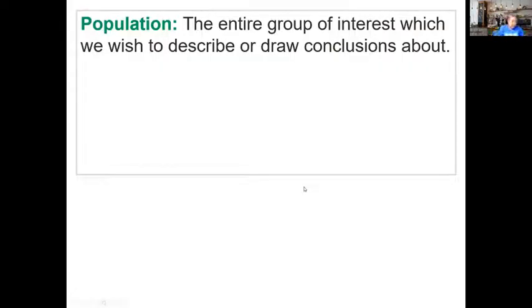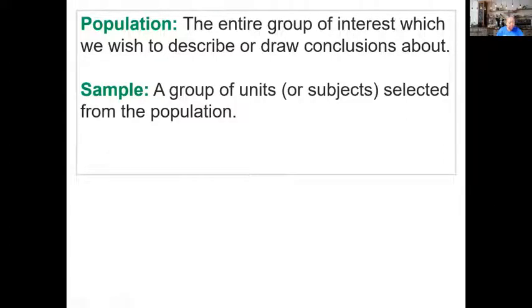Then what's population? Population is defined as the entire group of interest which we wish to describe or draw conclusions about. And what's sample? Sample is a group of units or subjects selected from the population. Okay, so it's going to have certain characteristics and the personality of the population, but since it's impossible for us to study every single one in the entire population, we will have a sample out of that big group, the population, right?